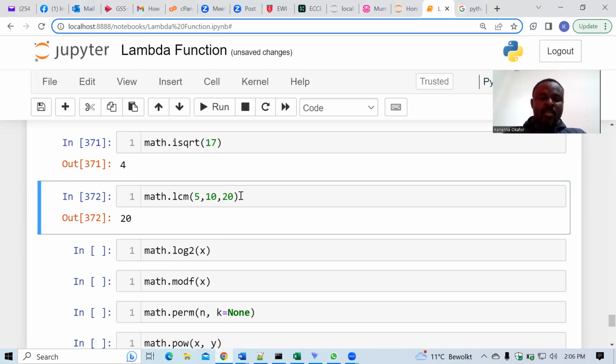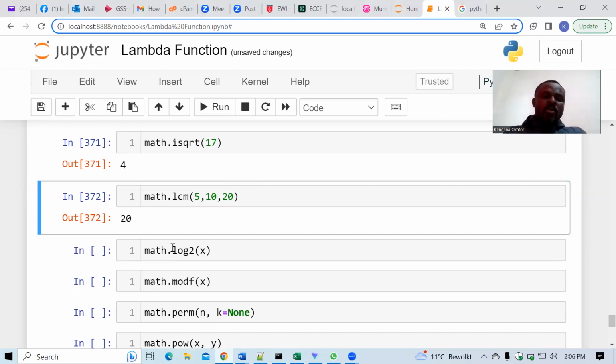Let's see if that's the case. So we see that the answer is 20. That's how you use the LCM. I mean, just as easy as that. You don't need to start breaking down the numbers by yourself. Just use the LCM method of the maths module.